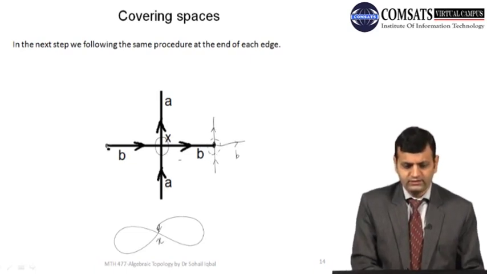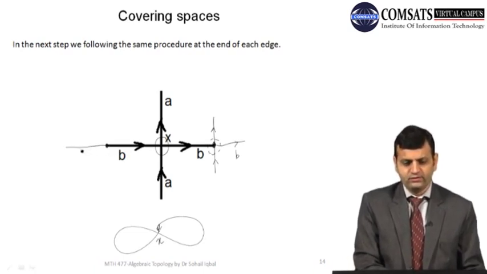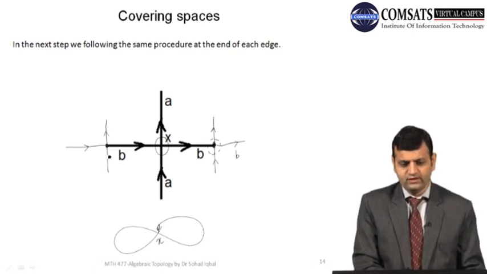Similarly, at this node, I can do the same procedure. There's one edge of B going out, so I should have one edge of B coming in. There should be one edge of A going out, one edge of A coming in. This is going to be the inverse image of this X, and so the same property holds here. Similarly we can do the procedure over here. One edge of B going out, one edge of B coming in, one edge of A is already coming in, so we should have one edge of A going out.